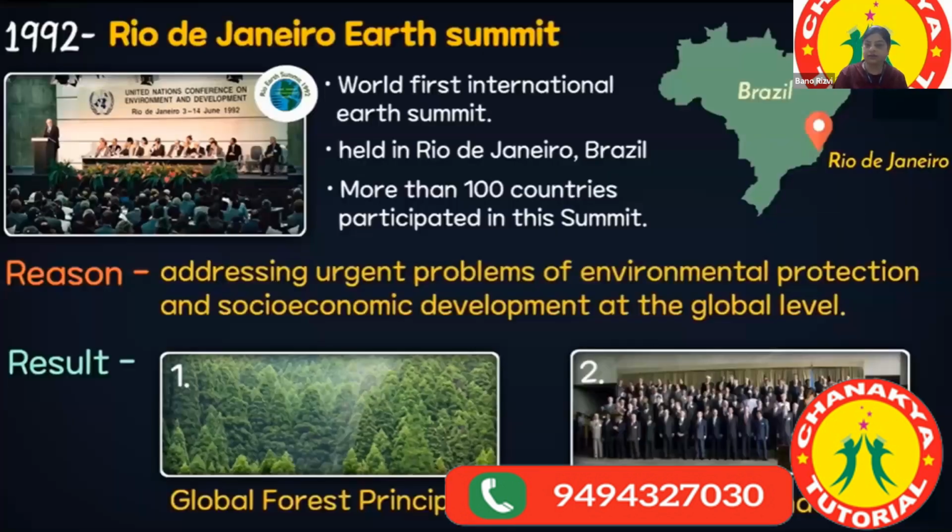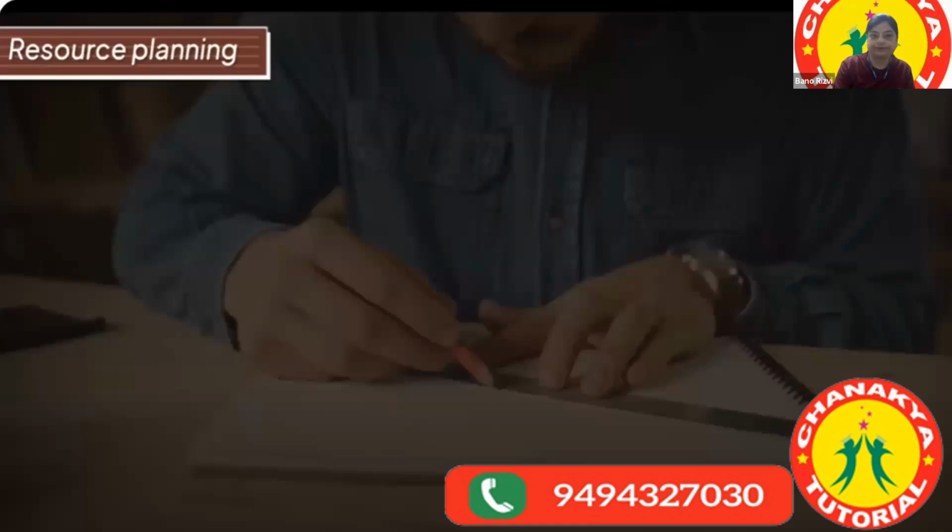Okay, now for this, in 1992 there was the Earth Summit in Rio de Janeiro, Brazil. This was the world's first international Earth Summit, in which about 100 countries participated. They addressed the present problems of the environment and socio-economic development. The result was that certain global forest principles were taken and they adopted the Agenda 21.